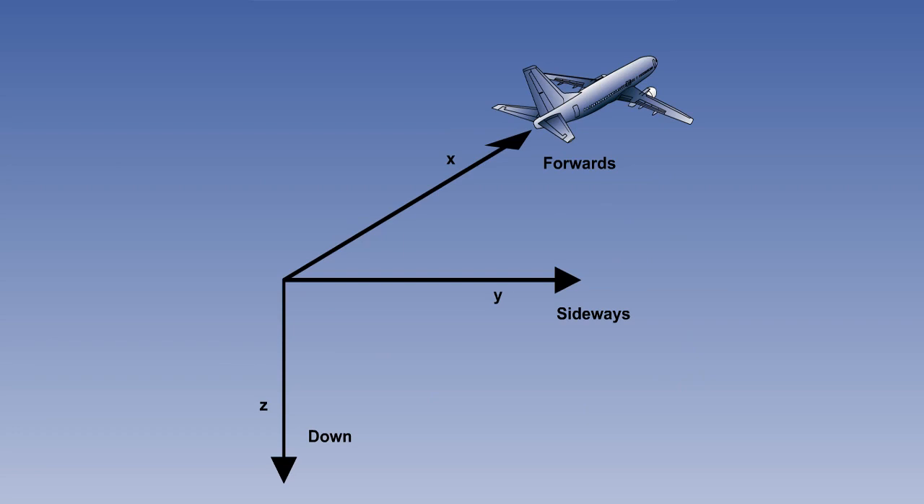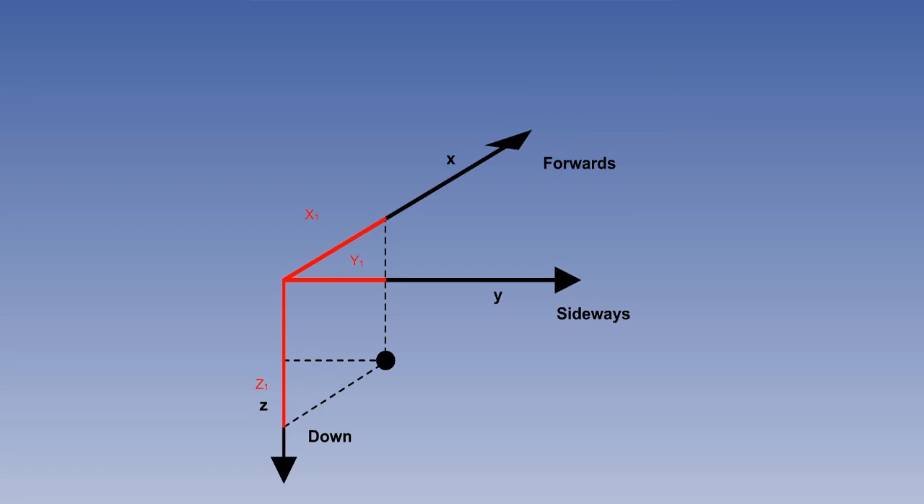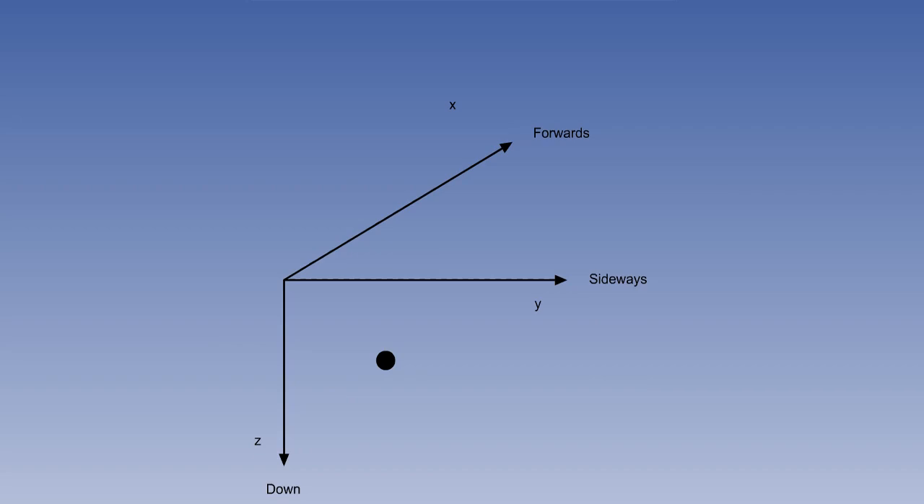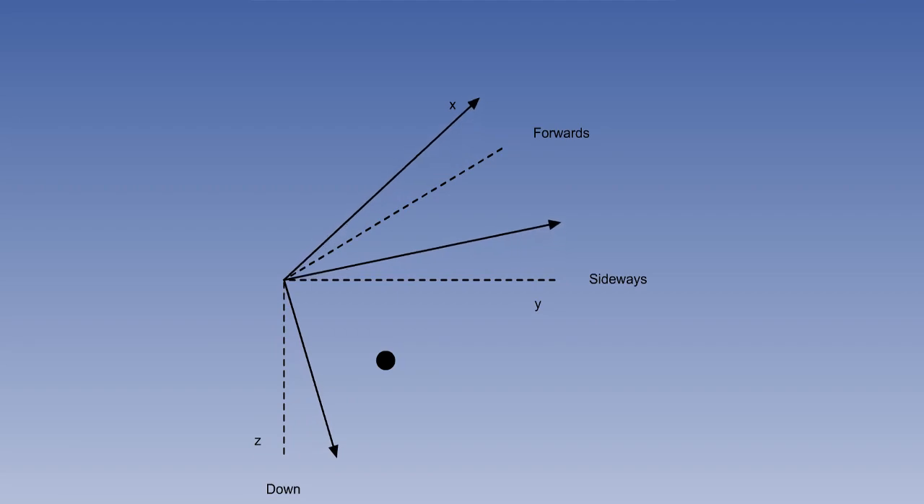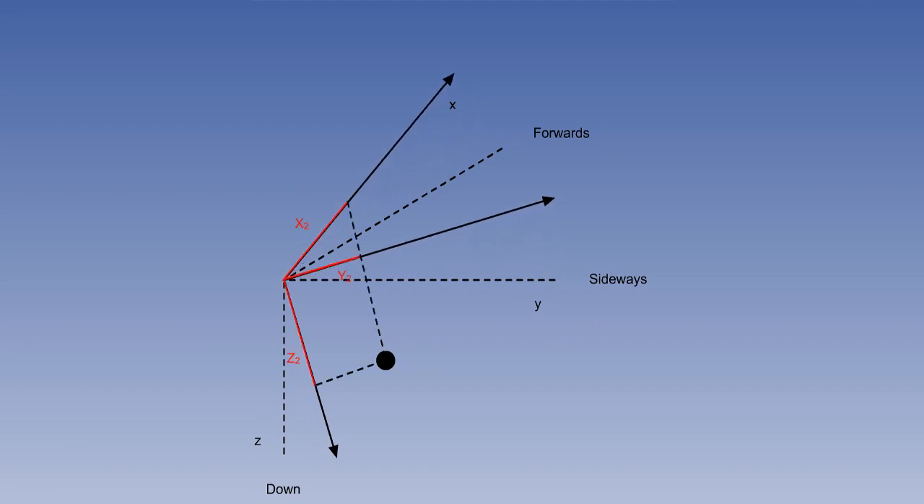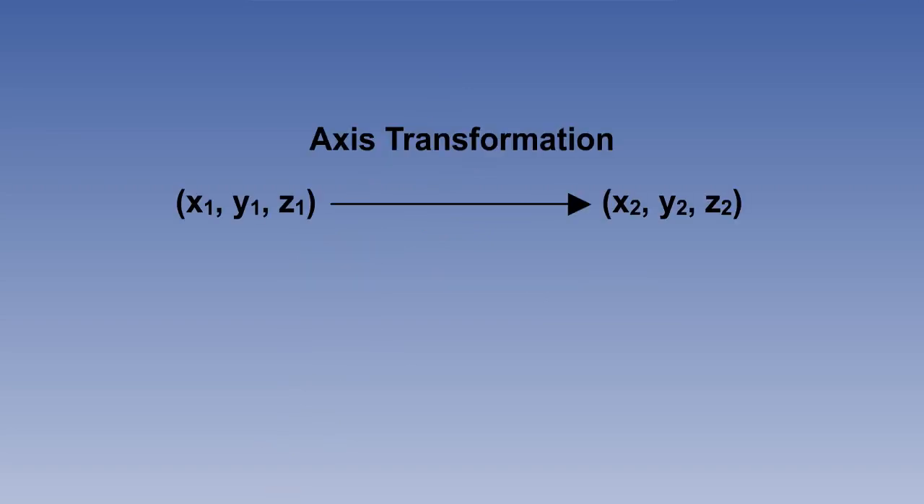Imagine our aircraft in some particular flight attitude. And here is some point in 3-dimensional space, which we wish to define. It can be defined by the coordinates x1, y1, and z1. Now imagine that the aircraft pitches, rolls, and yaws. The point in space has not moved, but the reference axes have. It is now defined by a new set of coordinates, x2, y2, and z2. The mathematics of converting from one frame of reference to another is called axis transformation.